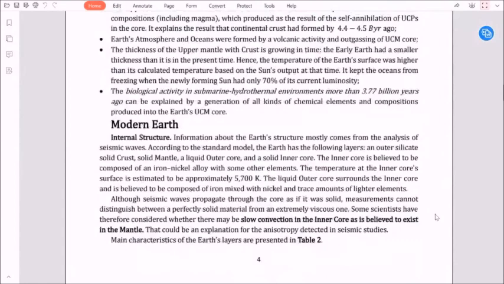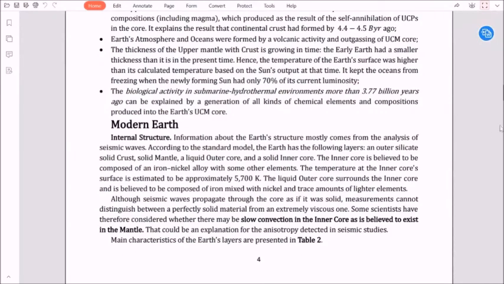Earth's atmosphere and oceans were formed by volcanic activity and outgassing of the UC matter core. The thickness of the upper mantle with crust is growing in time. The early Earth had a smaller thickness than it has at present. Hence, the temperature of the Earth's surface was higher than its calculated temperature based on the sun's output at that time. It kept the oceans from freezing when the newly forming sun had only 70% of its current luminosity.